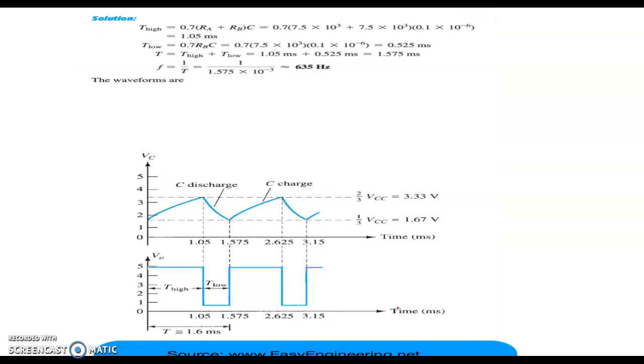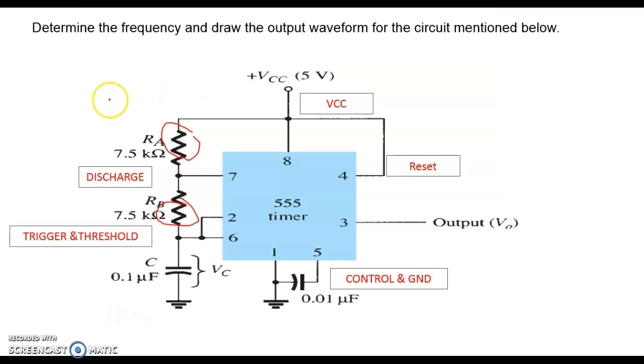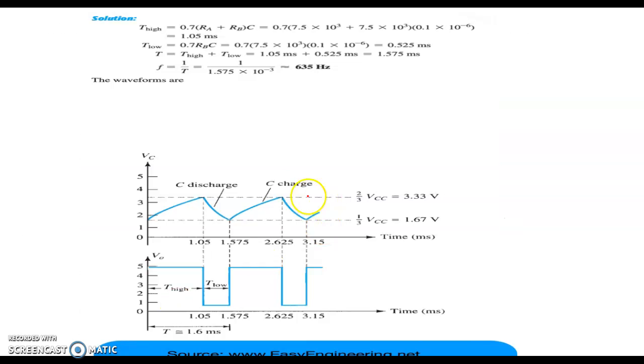Now comes the solution. When T is high, the capacitor will charge with 0.693 RA plus RB into C, or 0.7. Let us take 0.7. Then our RA is equal to 7.5 kilo ohm and RB is equal to 7.5 kilo ohm and the capacitor is 0.1 microfarad. Then we put the values of RA, RB and C and we get T high equal to 1.05 millisecond.